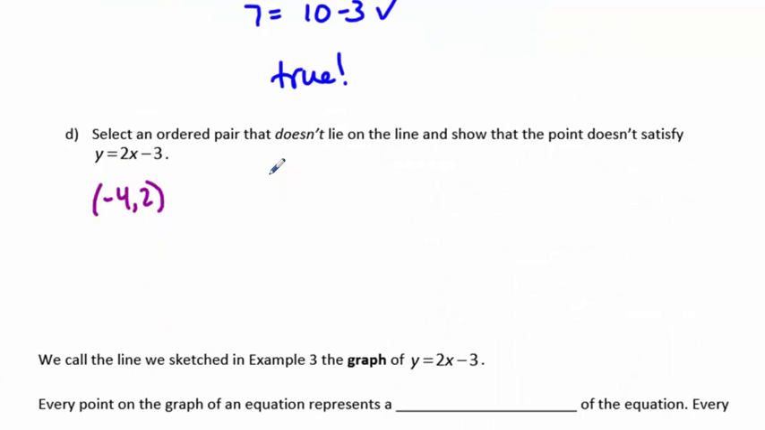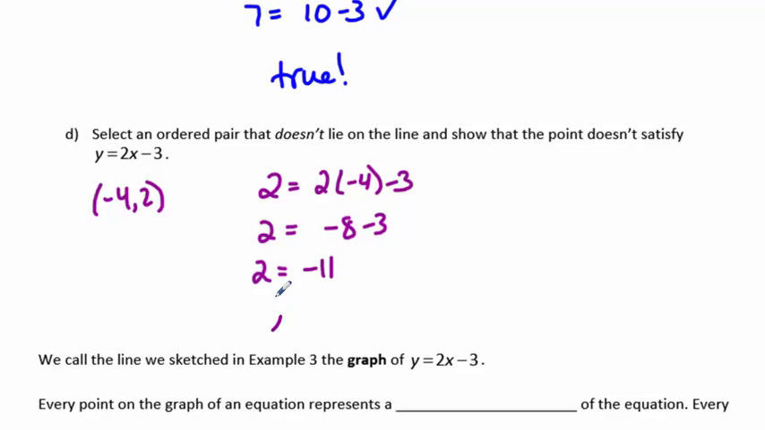When we plug these values in for x and y, we get that 2 is equal to 2 times negative 4 minus 3, or 2 equals negative 8 minus 3. On the right-hand side, negative 8 minus 3 is negative 11, so this is definitely false. A point that does not lie on the line will not be true for the equation.